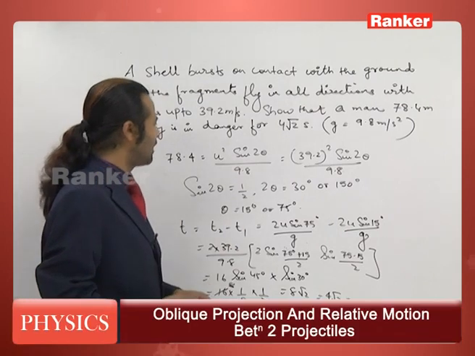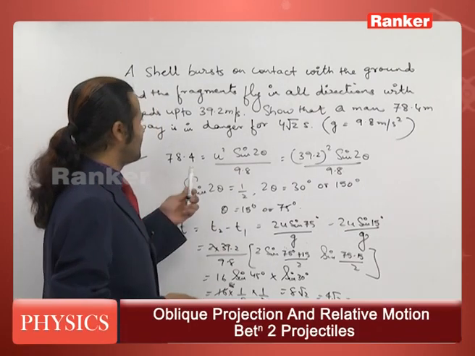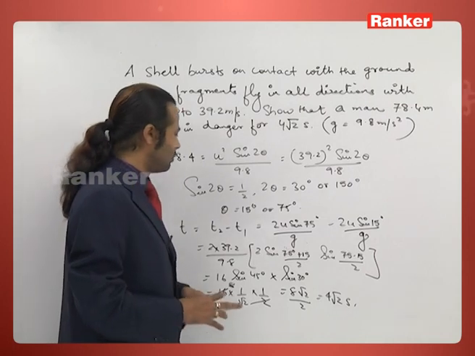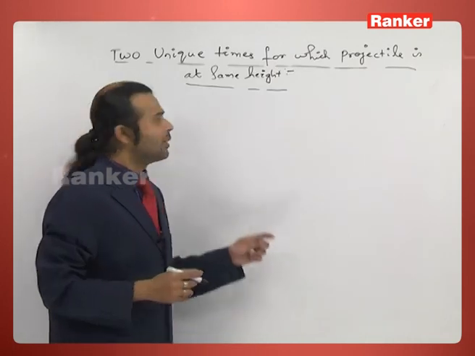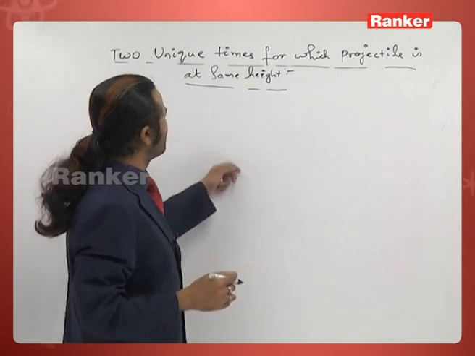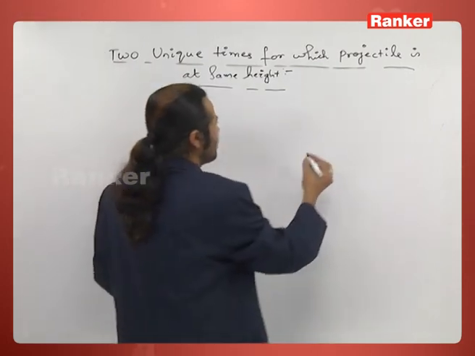So this is the way we calculate that the man is in danger for 4 root 2 seconds. So these are two unique times for which the projectile is at the same height. So let us take a projectile.